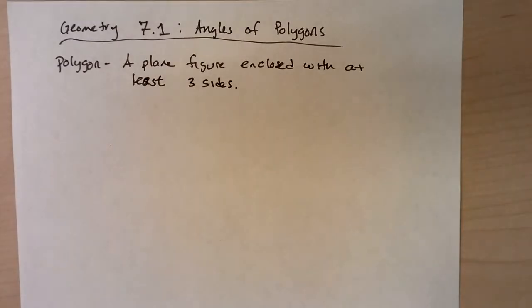And the number of sides for a polygon has to be a whole number. Know the names of polygons. So a three-sided polygon is a triangle, a four-sided polygon, quadrilateral, five-sided pentagon, and so on.